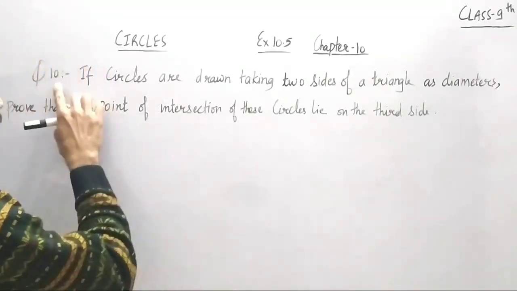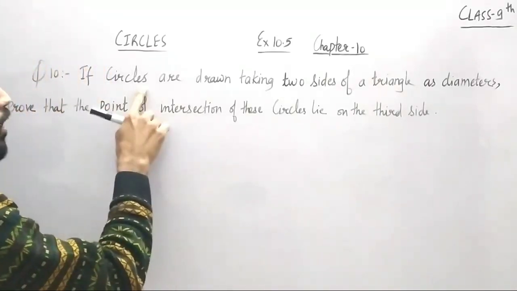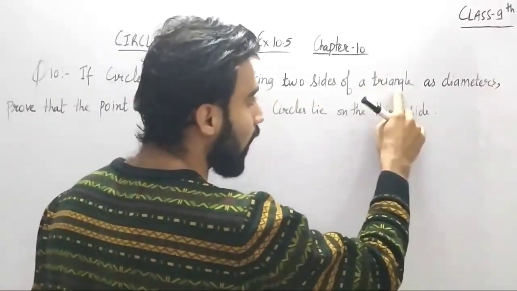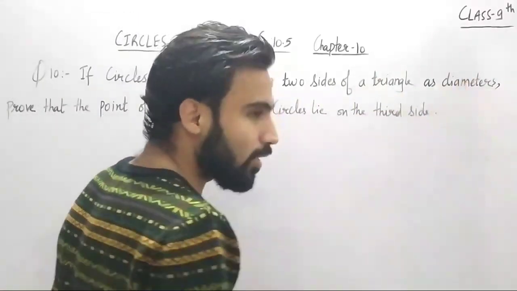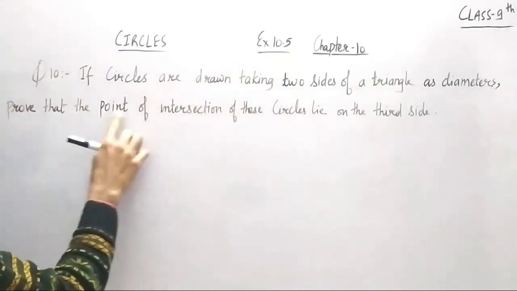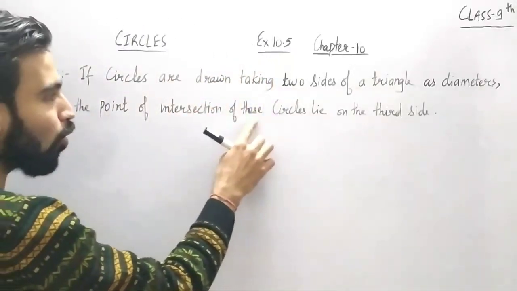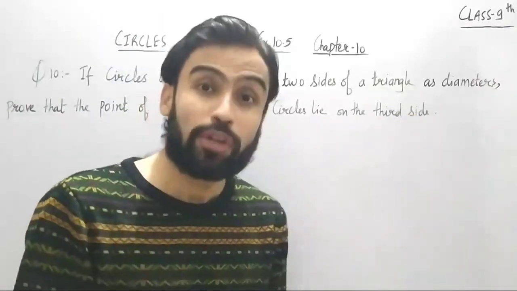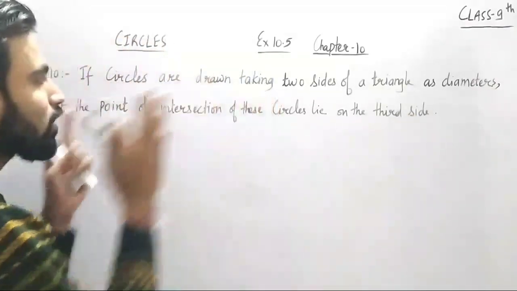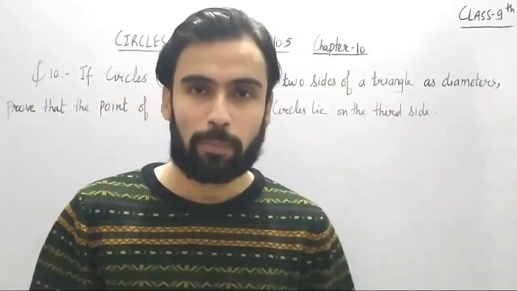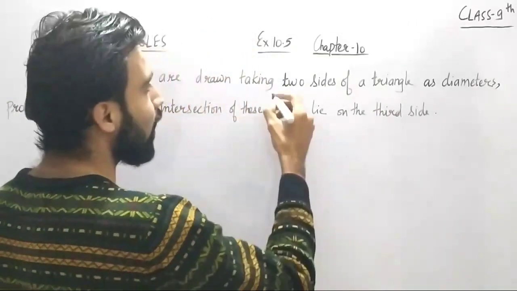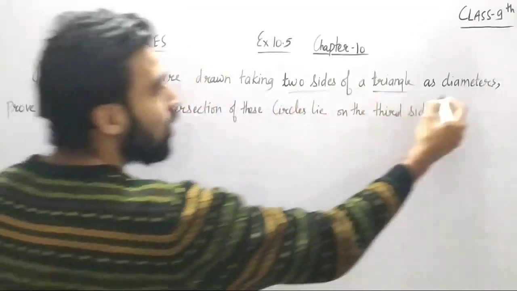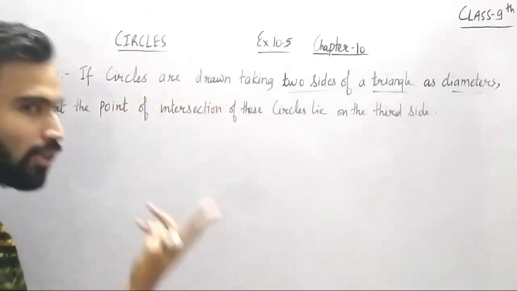So यहाँ पे इस 10th question के अंदर given है, if circles are drawn taking two sides of a triangle as diameters, prove that the point of intersection of these circles lie on the third side of the triangle, right? So यहाँ पे सबसे पहले मैं इस पूरी कंडीशन को डायग्राम के थ्रू आपको समझा देता हूं. So यहाँ पे आप देख सकते हैं एक ट्रायंगल की दो साइड्स को एज अ डायमीटर लेके सर्कल का दो सर्कल ड्रॉ किए हुए हैं.